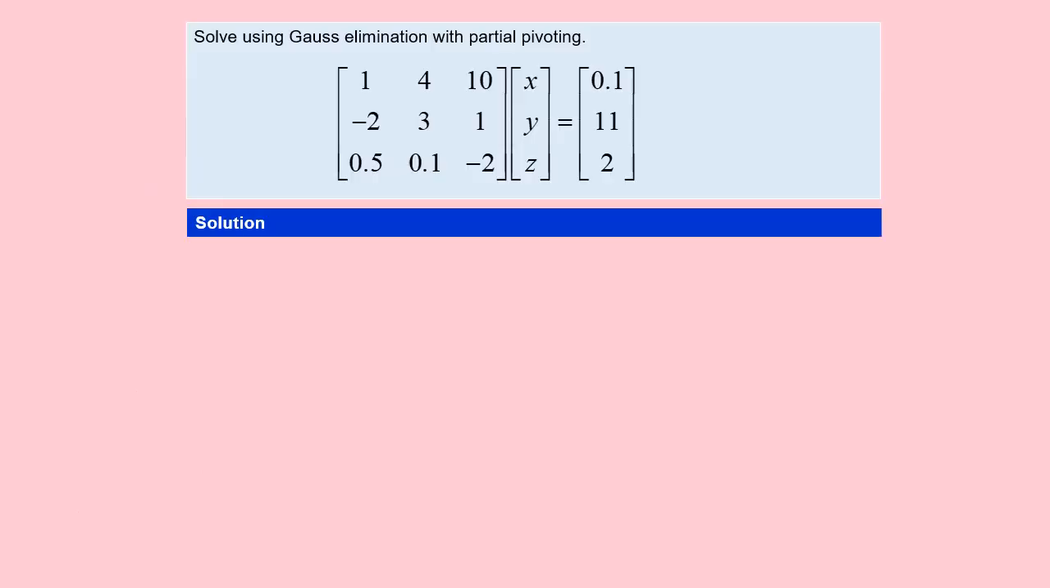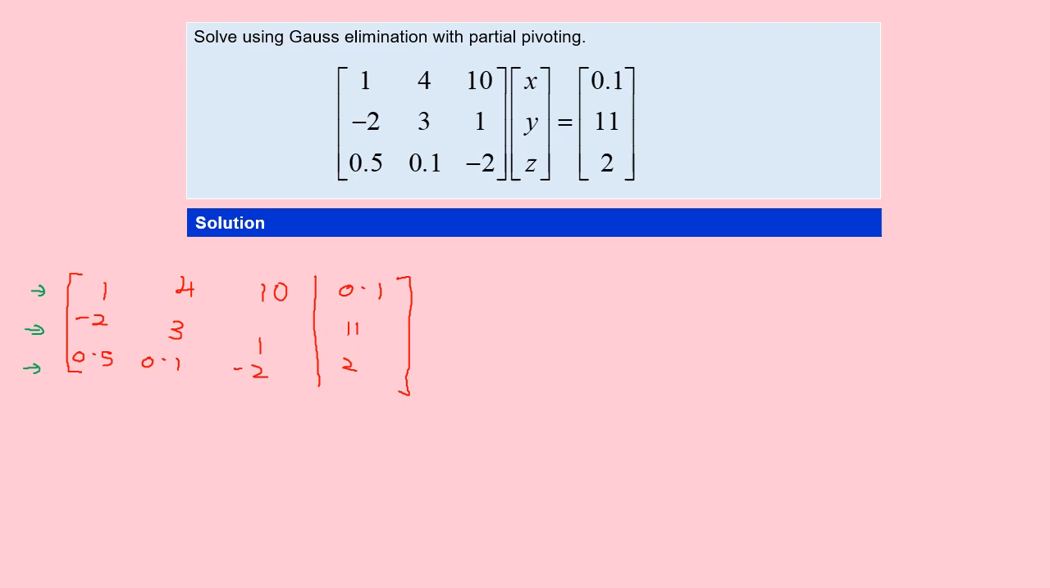For the next example, this is our matrix. So let's write it in our augmented matrix. So we have 1, 4, 10, negative 2, 3, 1, 0.5, 0.1, negative 2. And the other side we have 0.1, 11, and 2. So before we do the forward elimination, we need to make sure our pivot element has the largest magnitude. So let's check the first column. So we have 1, negative 2, and 0.5. Between these three values, which one has the largest magnitude?